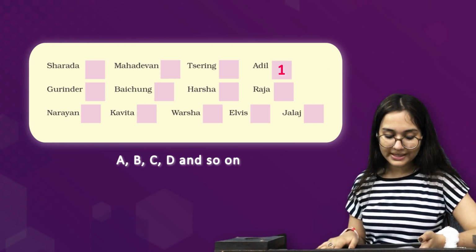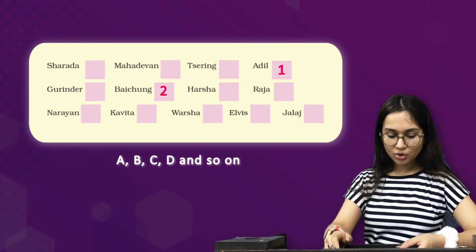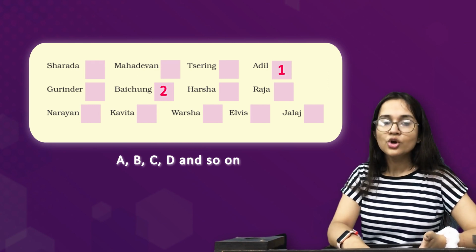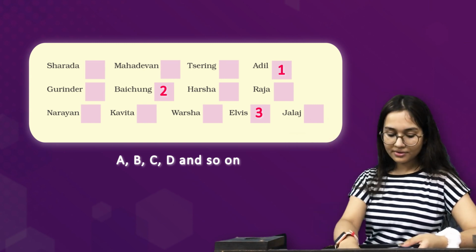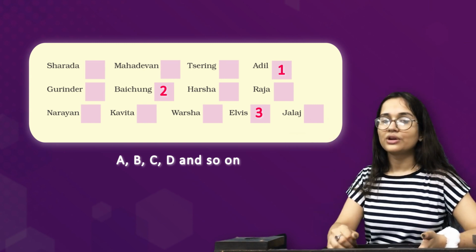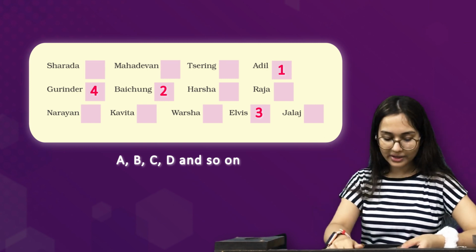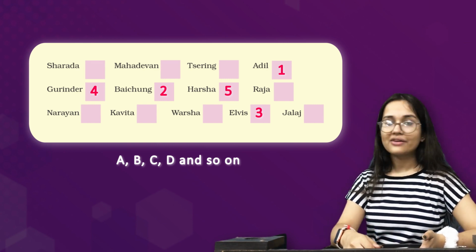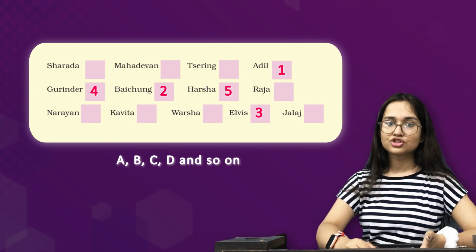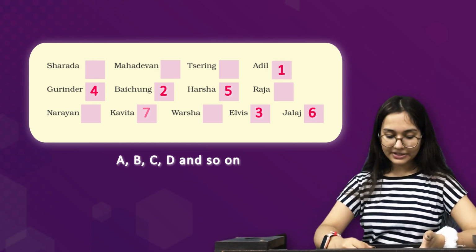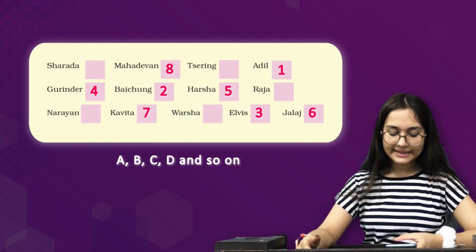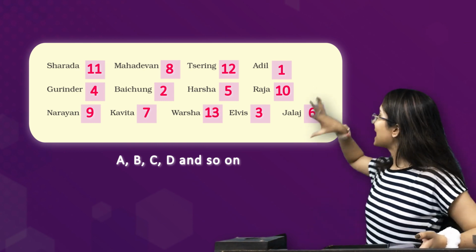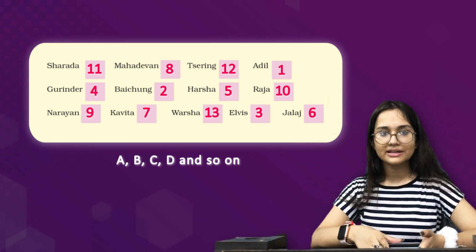The name starting with B is Baichung. So Baichung will have number 2. Then we don't have any name with C, and we don't have any name with D either. So Elvis is with E and it will have the number 3. Then we have Gurinder because we don't have any name with F, so Gurinder will be the 4th one. Then we have Harsha, which is 5th. Then we don't have any name with I, but we have it with J, so Jalaj will be the 6th one. And then Kavita, after that we have Mahadevan, then we'll have Narayan and Sharda, then we have Tisarin and Varsha. So this is how in alphabetical order the names have been arranged.